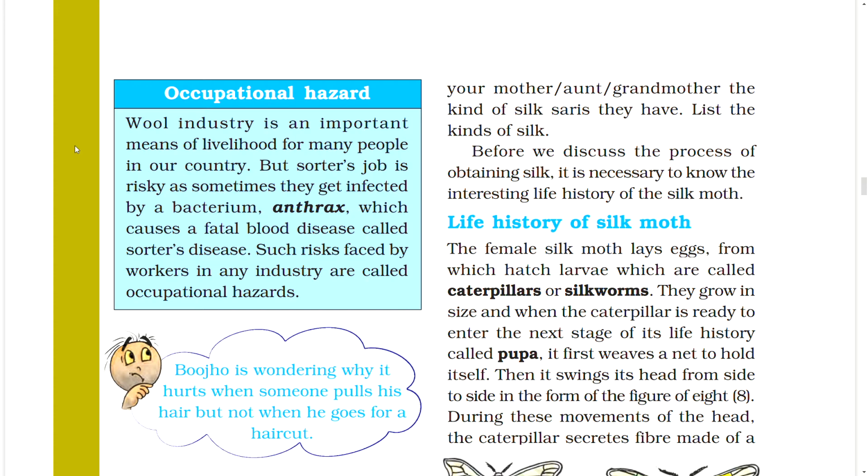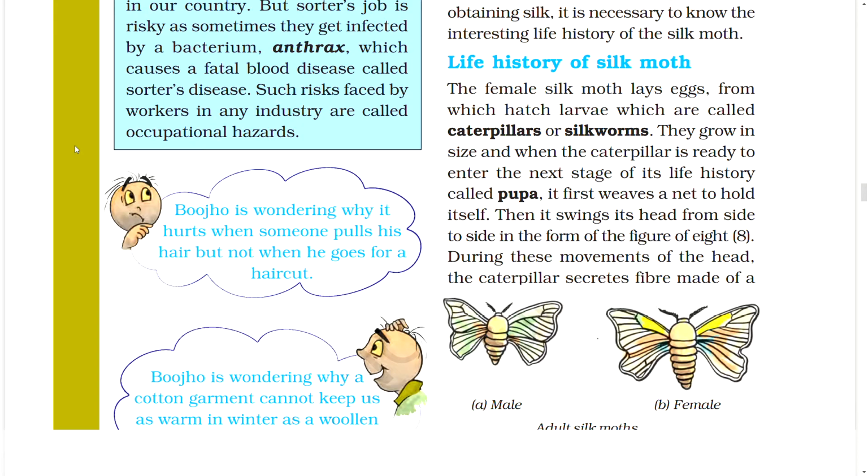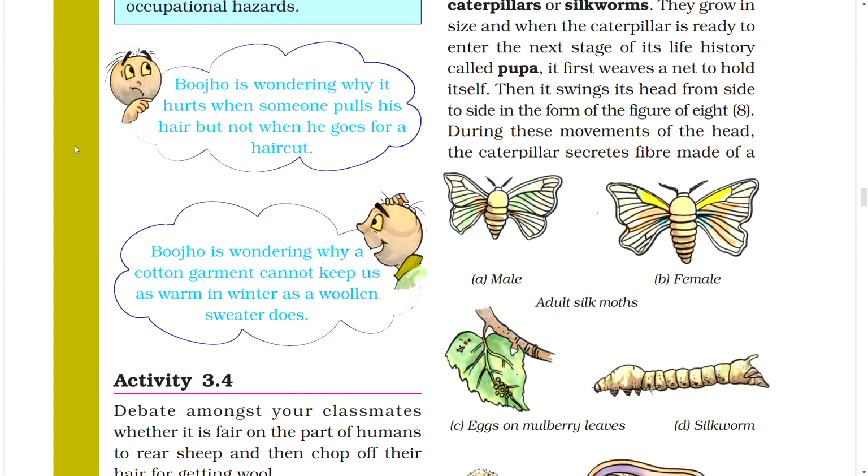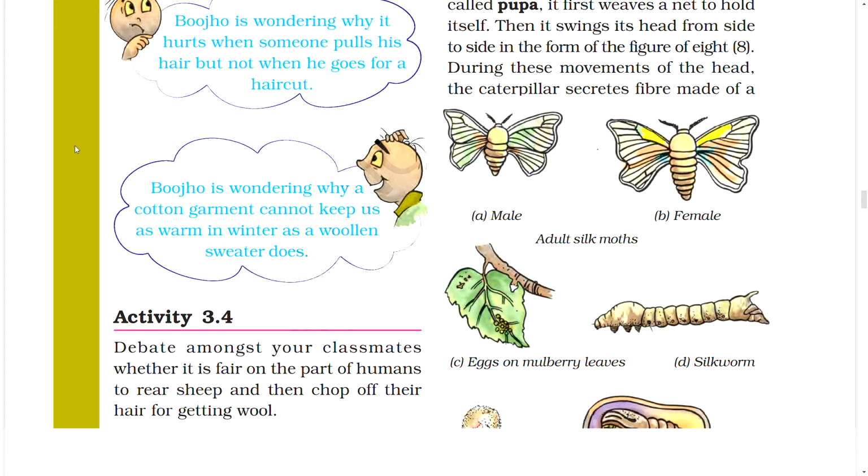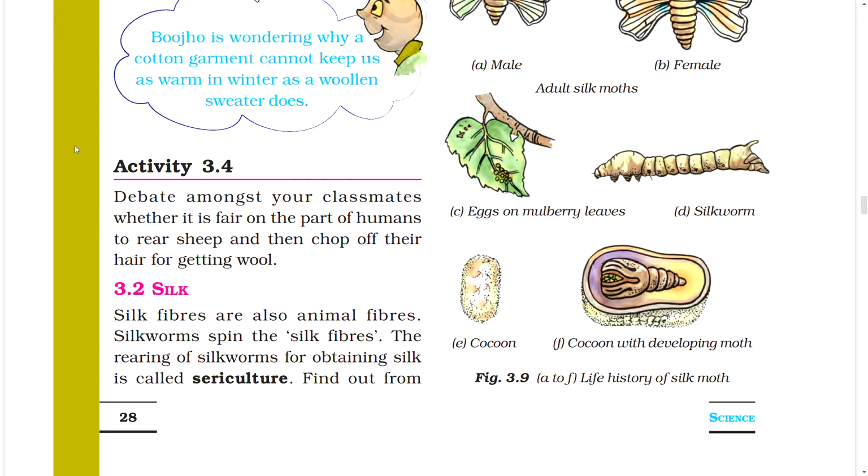Bozo is wondering why it hurts when someone pulls his hair but not when he goes for a haircut. Bozo is wondering why a cotton garment cannot keep us as warm in winter as a woolen sweater does. Activity 3.4. Do this. Debate amongst your classmates whether it is fair on the part of humans to rear sheep and then chop off their hair for getting wool.